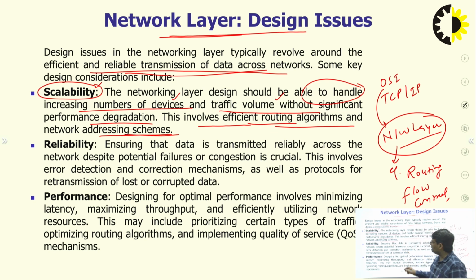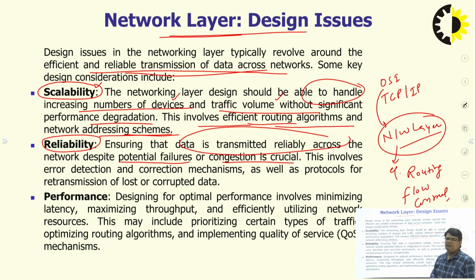The second most important design issue that must be taken care of is reliability. Reliability means even in the case of potential failure or congestion, when the congestion is critical, in that case the data should be transmitted reliably across the network. That means even in the case of failure, or whenever there is congestion or too much traffic volume, the network should not fail, it should reliably transmit the data across the network.